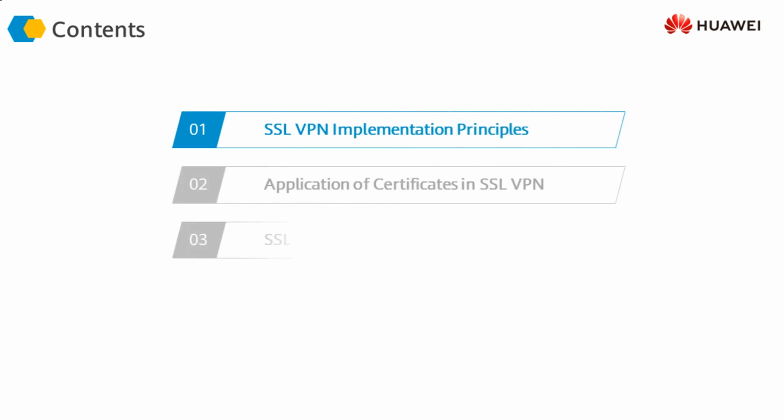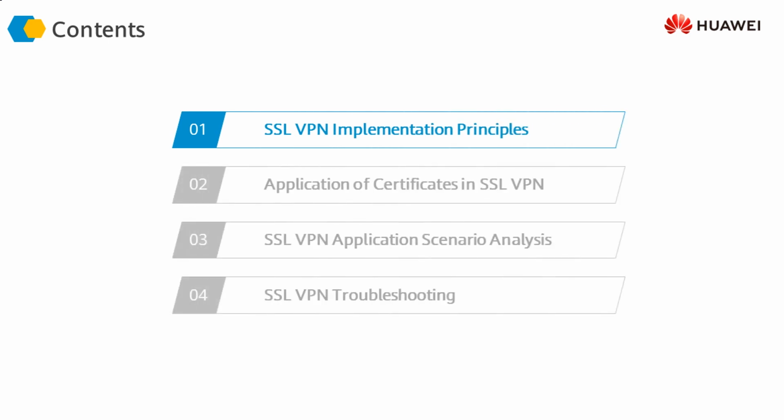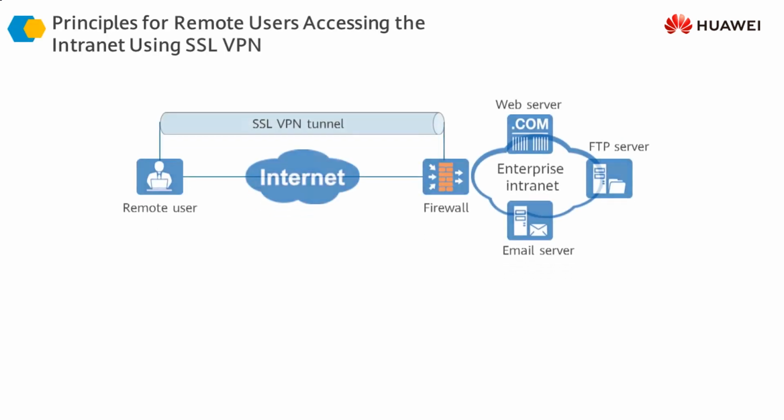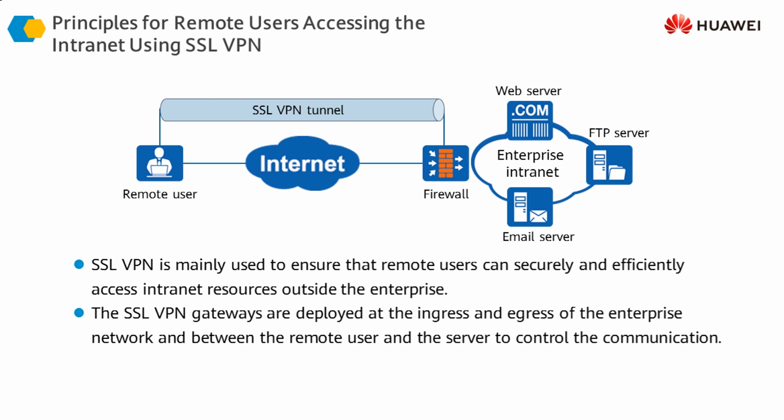First of all, let's take a look at the technical basis of SSL VPNs. As you can see in this picture, SSL VPN is generally used to access the resources available within the enterprise intranet. Those could be resources available through web servers, FTP servers, or email servers. Here is a USG firewall from Huawei, which is being used as the SSL gateway, and a remote user is accessing these resources by establishing a secure SSL VPN tunnel with the firewall or the VPN gateway, whatever name you want to give it.